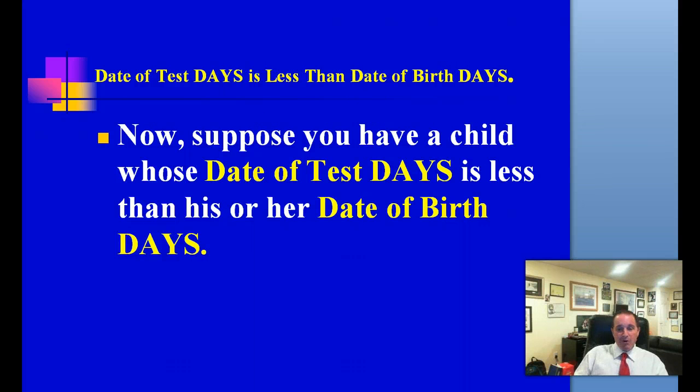Now, so far this seems pretty straightforward. We just subtract the days, we subtract the months, and we subtract the years. Nothing really complicated about it. But what would happen if the date of test days was less than the child's date of birth days? Now, let me give you an example.